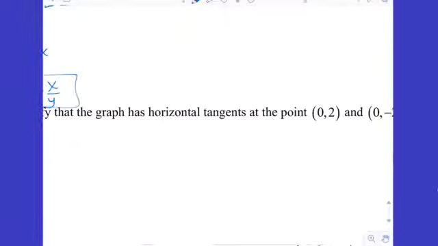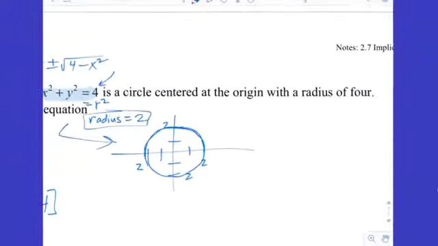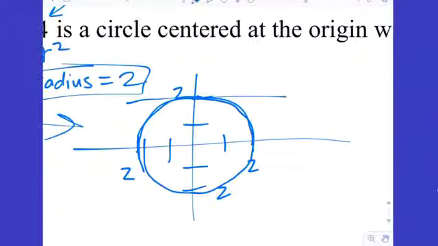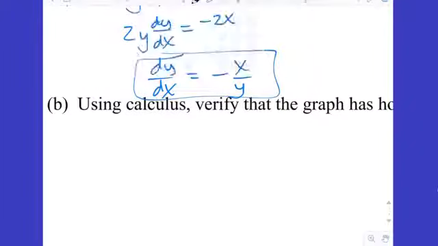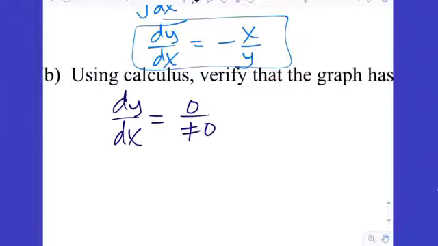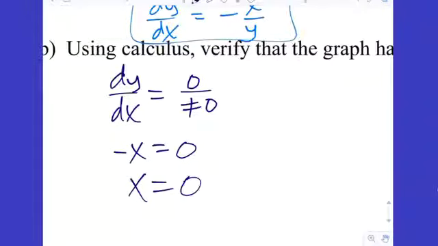It says, using calculus, verify that the graph has horizontal tangents at (0, 2) and (0, negative 2). Well, we can clearly see that there's a horizontal tangent up here, and there's a horizontal tangent down here at the bottom. But if we want to figure out where it has horizontal tangents, here's what we're going to do. dy/dx is equal to what? 0 over non-zero. It's a ratio. So now we're just going to take the numerator equal to 0, and I'll just throw in the negative with the x. We take the numerator and set it equal to 0, and we solve. Well, this one was easier than the one we just did because when I set the numerator equal to 0, I only had one variable instead of 2. So I didn't have to take that extra step of solving and plugging back in.